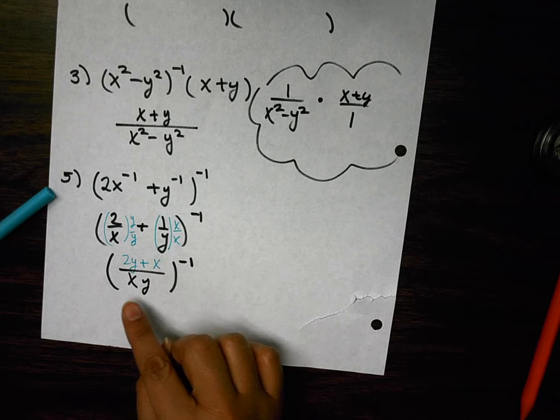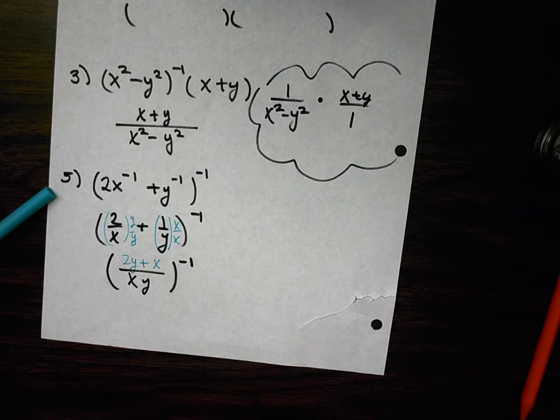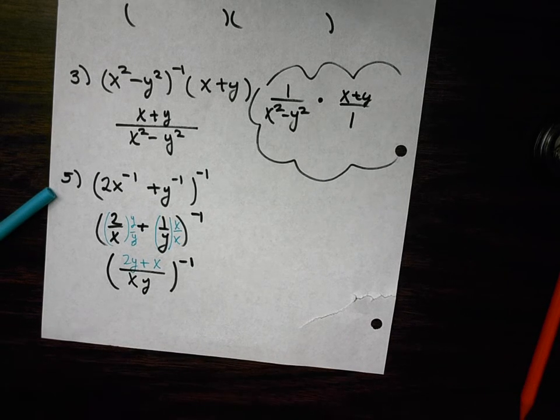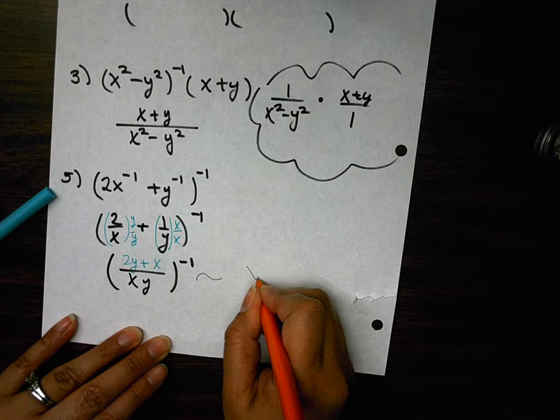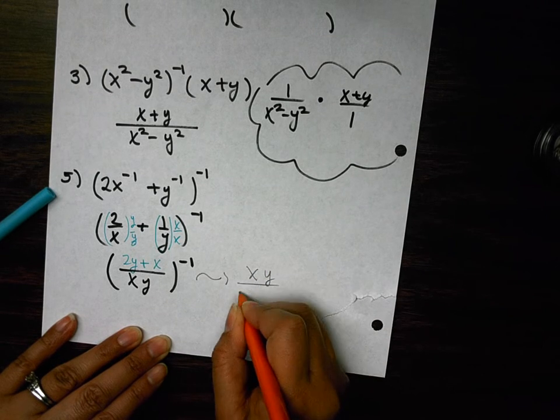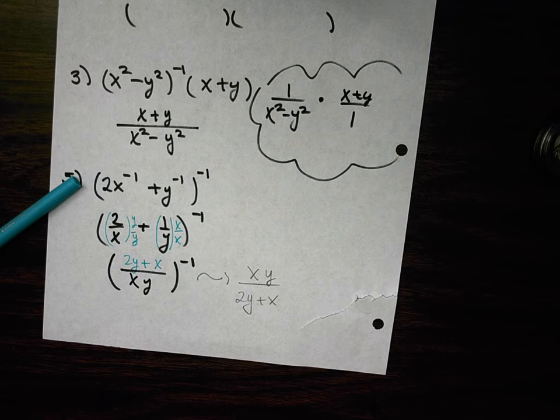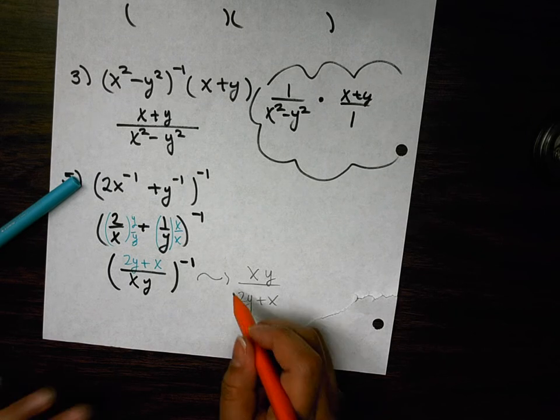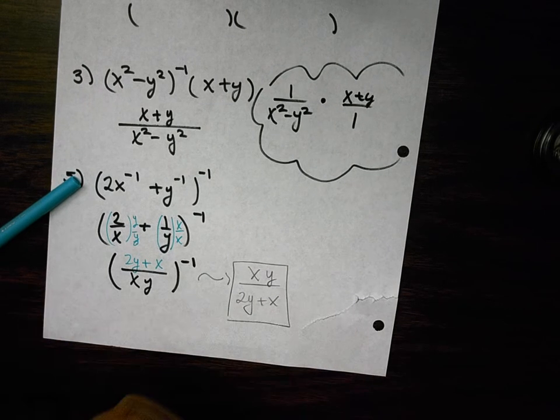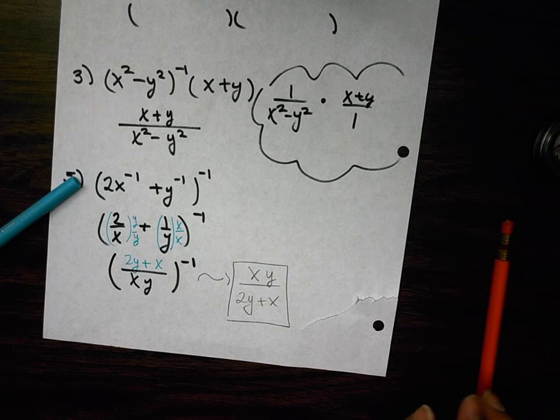Now that it's one term, now I can apply that exponent to the whole thing. What does a -1 exponent do to a fraction? Flip it. Or what does it do to any base? It flips it. So this is going to become xy over 2y plus x. And now that negative exponent on the outside is gone, because I already addressed it by flipping the fraction, the reciprocal. Questions?